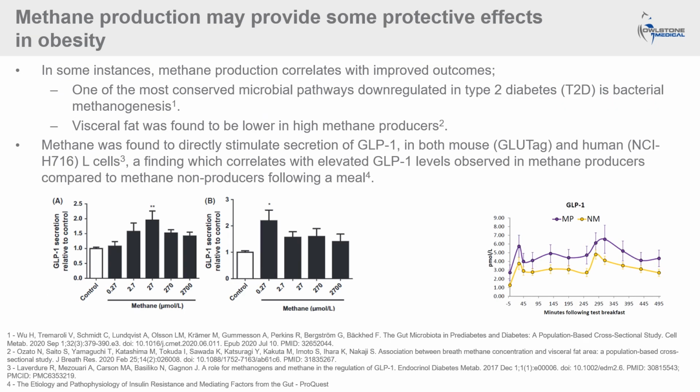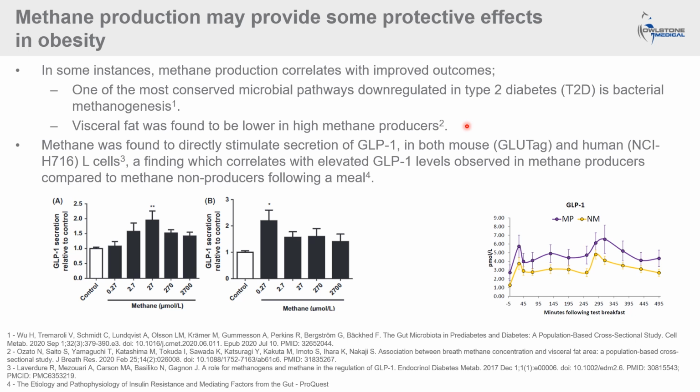In fact, if we look at the gut microbiome in a pre-diabetic patient versus a type 2 diabetic patient, we can see that one of the most conserved changes from that pre-diabetes to type 2 diabetes is a decrease in bacterial methanogenesis in the gut, i.e. loss of methane seems correlated with that link between pre-diabetes to type 2 diabetes. And in fact, if we look at cardiometabolic risk factors, one of the big ones is visceral fat area. We can see that visceral fat was found to be lower in high methane producers, despite that increase in BMI. So methane is potentially protective in these high BMI settings.